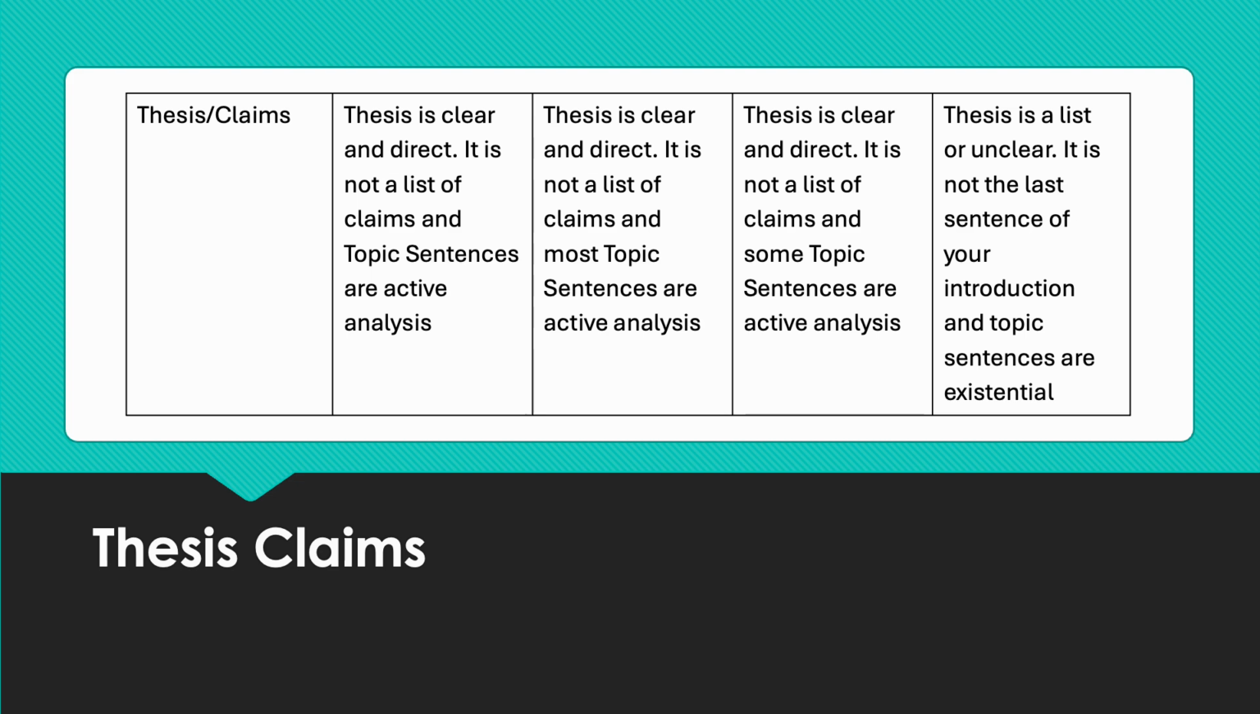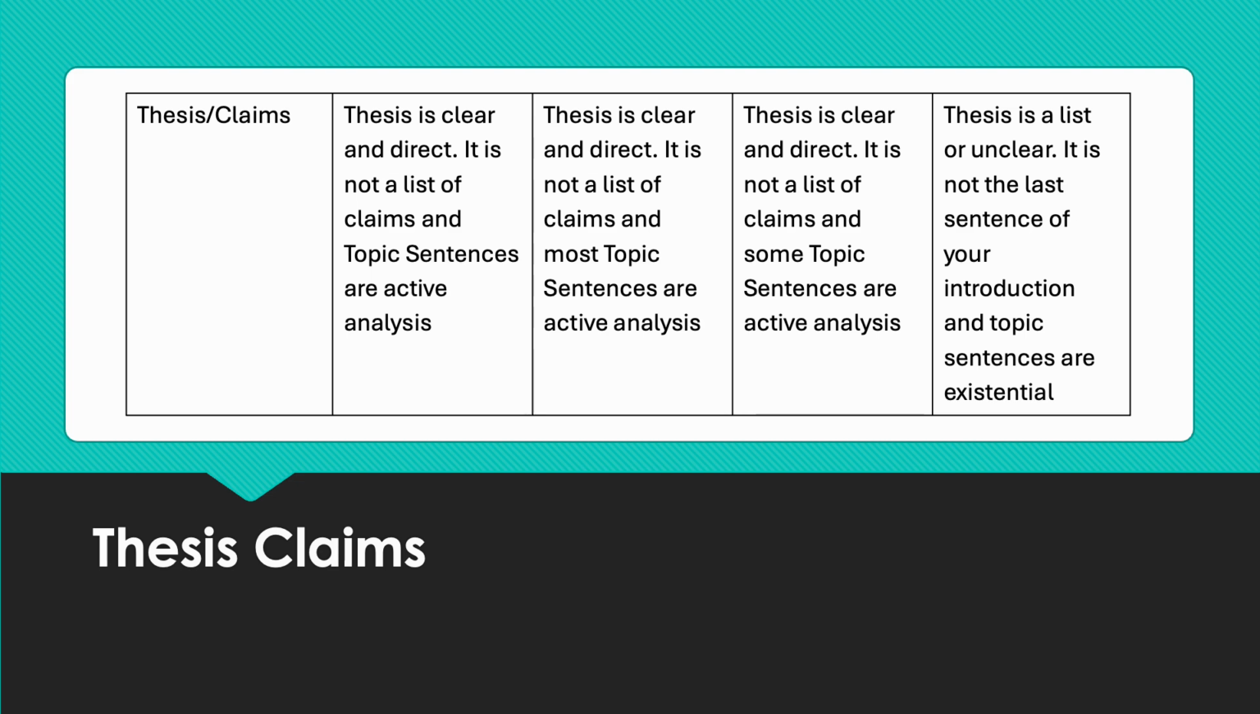So here's the A, B, C, right? You guys have this rubric. This is for the thesis and claims. If it's a good thesis, it's clear and direct. You're going to see versions of this thesis that are not clear and direct, that we don't have a list of claims. One of these does have a list of claims. And the topic sentences are active analysis. And as we move down, you're going to start seeing problems as we shift down.